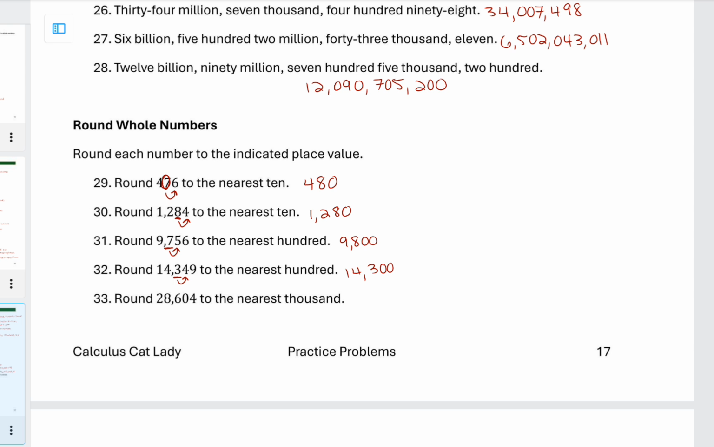Round 28,604 to the nearest 1,000. This is our thousands place. The digit to the right is a 6, which means it's going to round up. So we put our 2. The 8 goes up to a 9, comma, and everything else becomes 0.